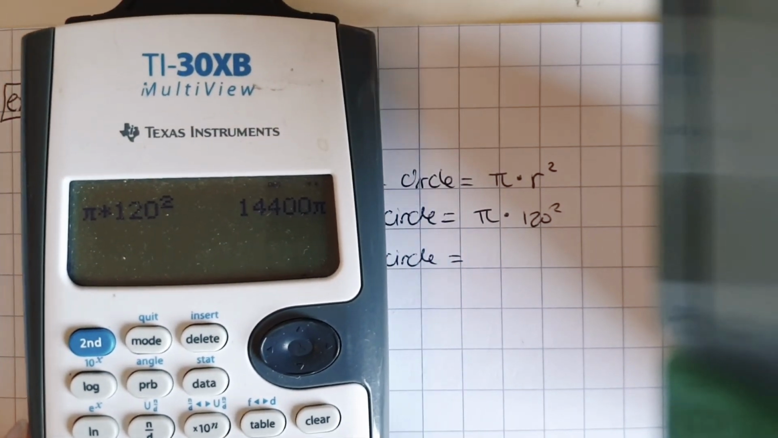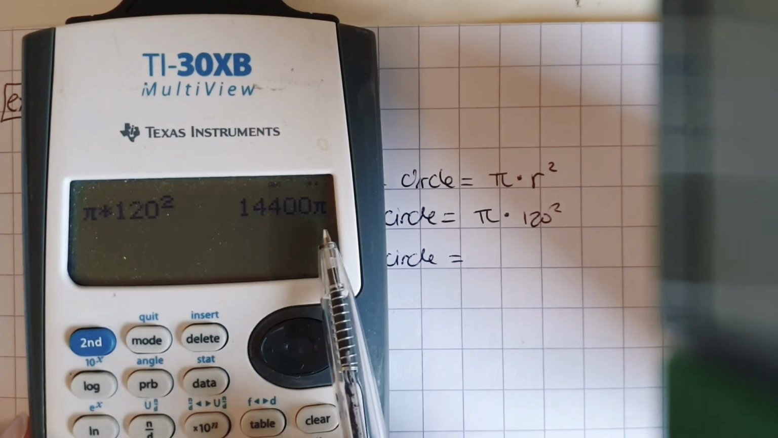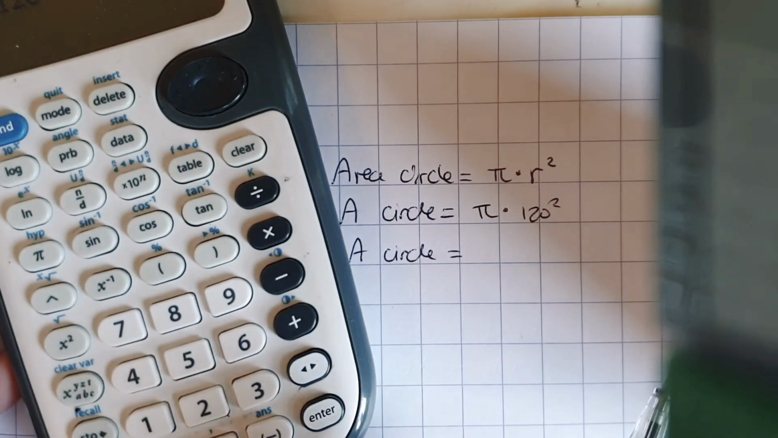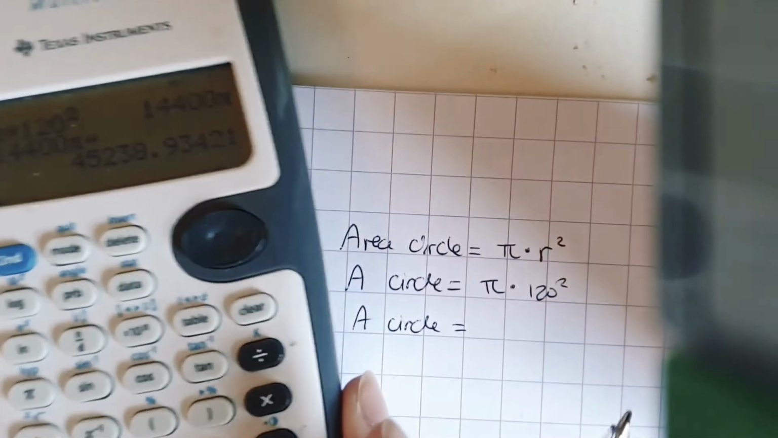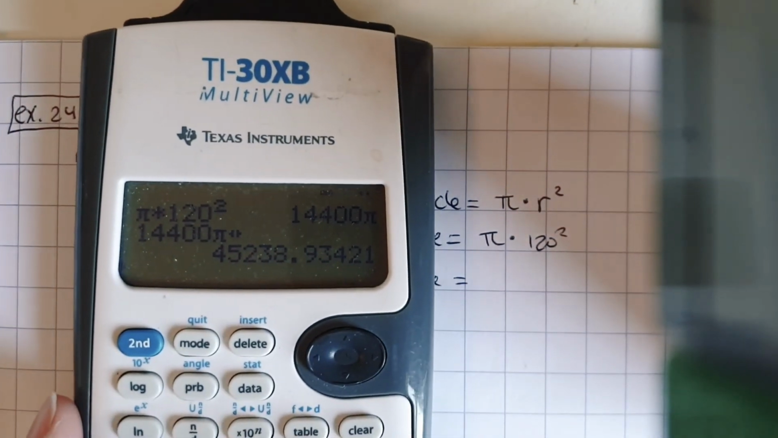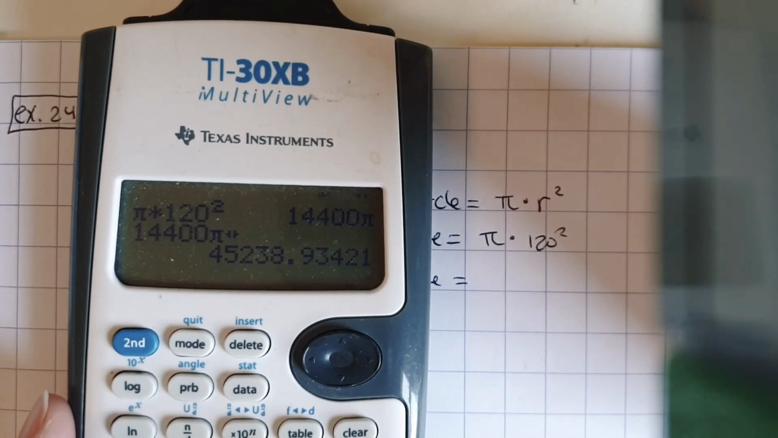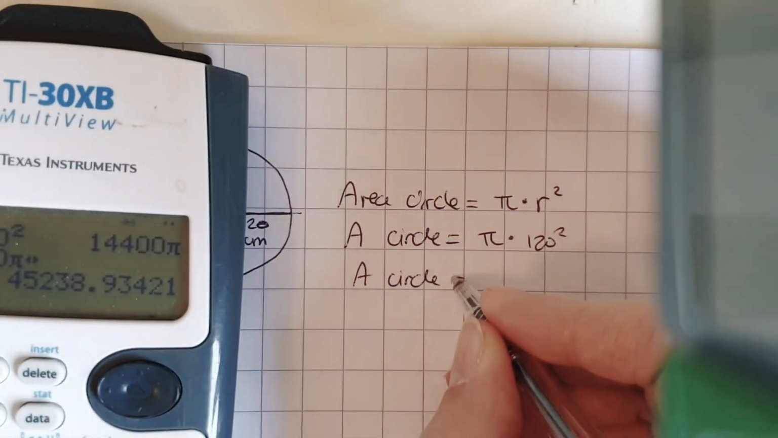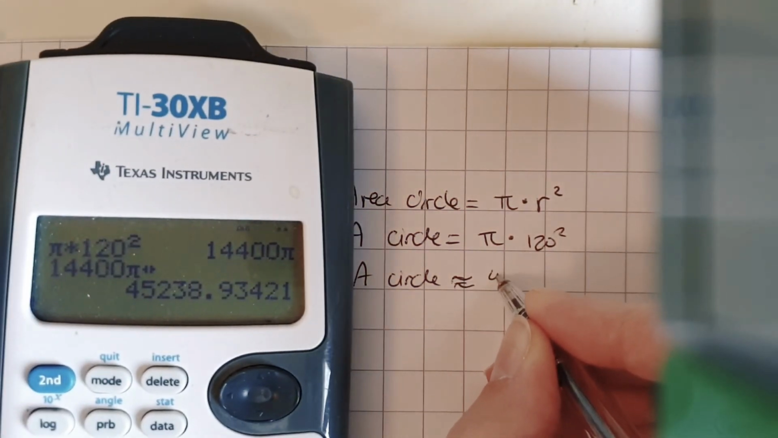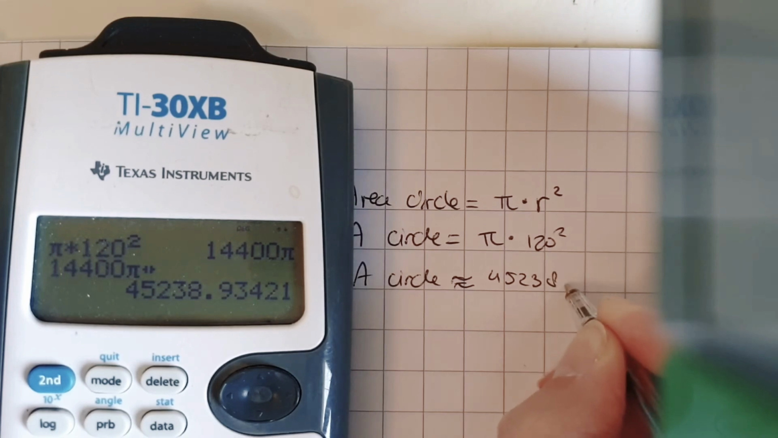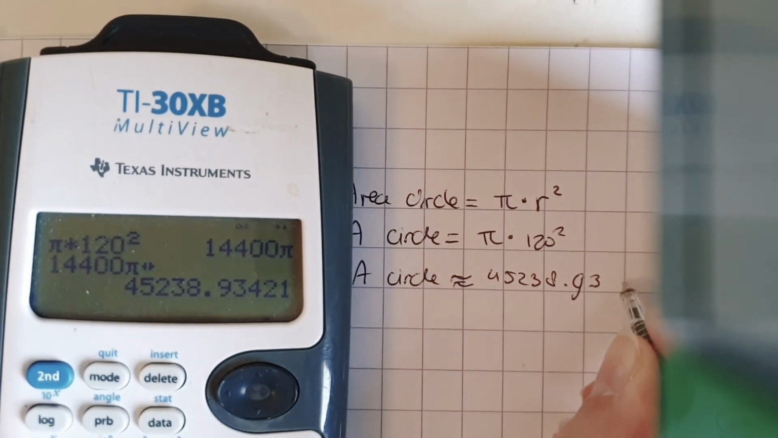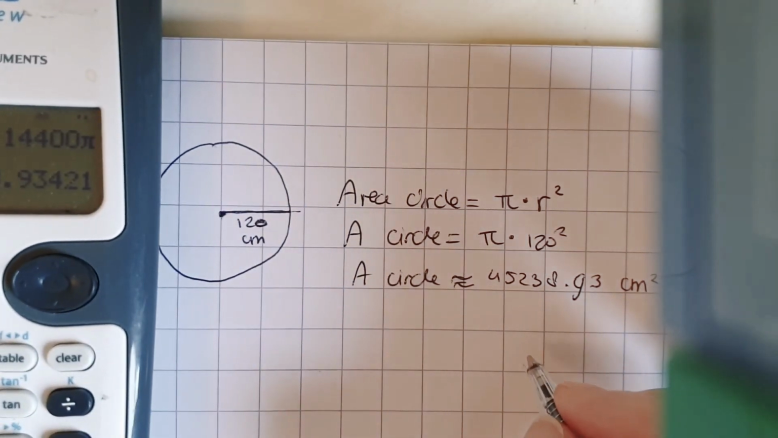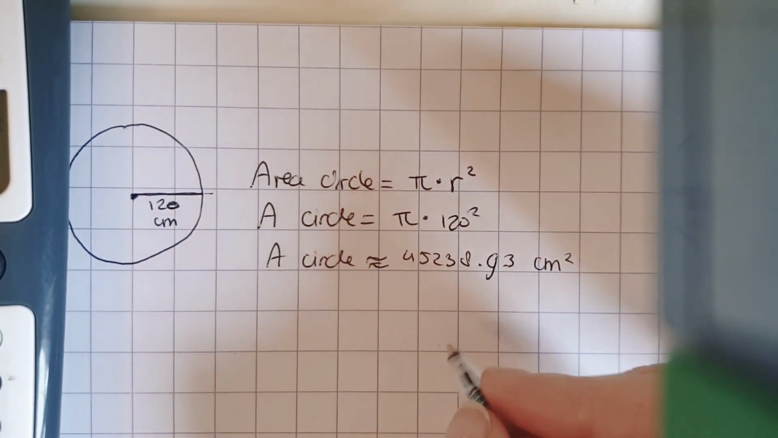14,400 pi. Sometimes I have pi in my answer, which is really annoying. I just want to know the answer. I'm going to use this button again with the 2 arrows. Press it, and then it says 45,238.93 and more decimal numbers. Let me do the waves, and then it's 45,238.93. This is in squared centimeters, but in the exercise it says that we have to round off to squared meters. So I'm going to change that.